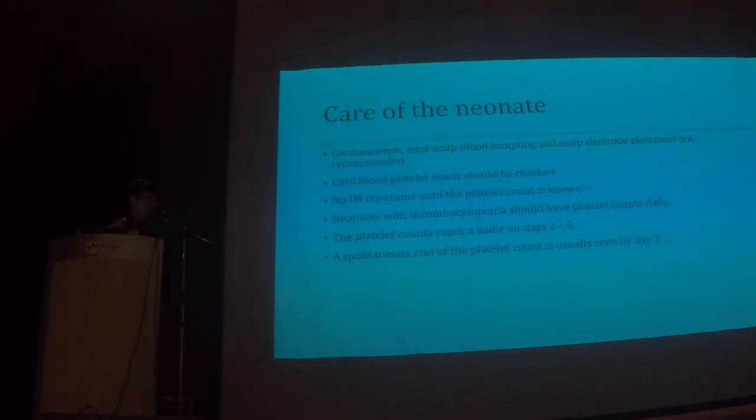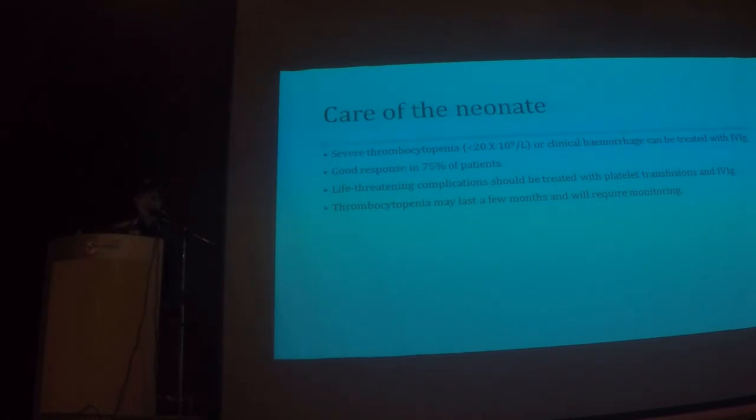Since we don't know, you want to avoid all invasive procedures on the fetus. You should check the cord blood platelet count when the baby has been delivered. No iron injections until you know the platelet count. The nadir is day 2 to 5, because the baby's spleen starts to increase in function around this time, and usually the platelet count starts to rise by day 7. If it is severe, you can give IVIG. But do bear in mind, I think the pediatricians know that the thrombocytopenia may last for a few months and never grow up.